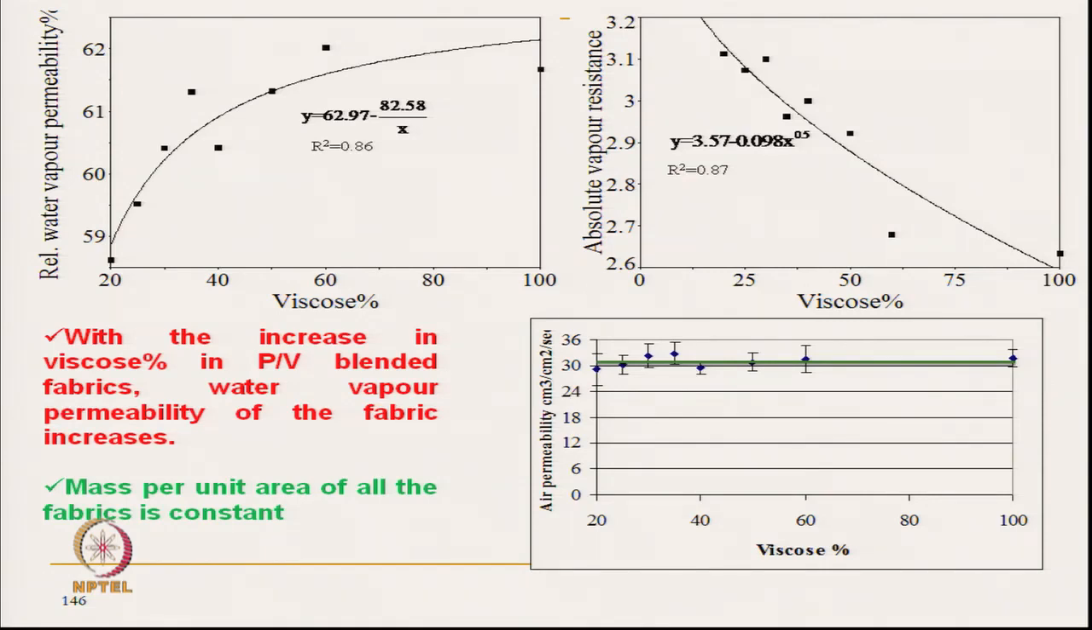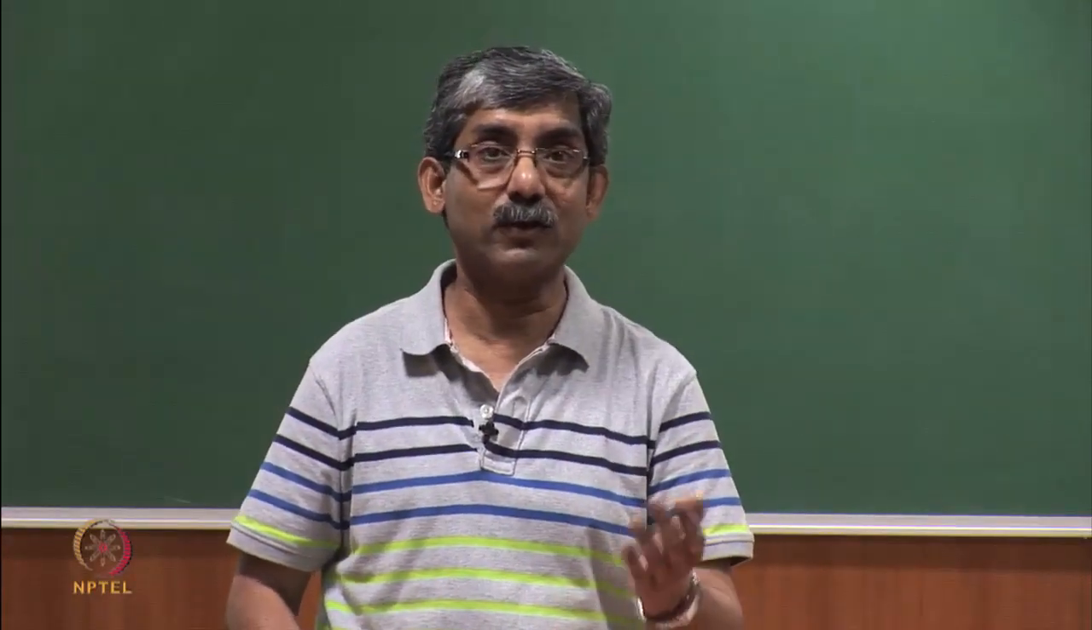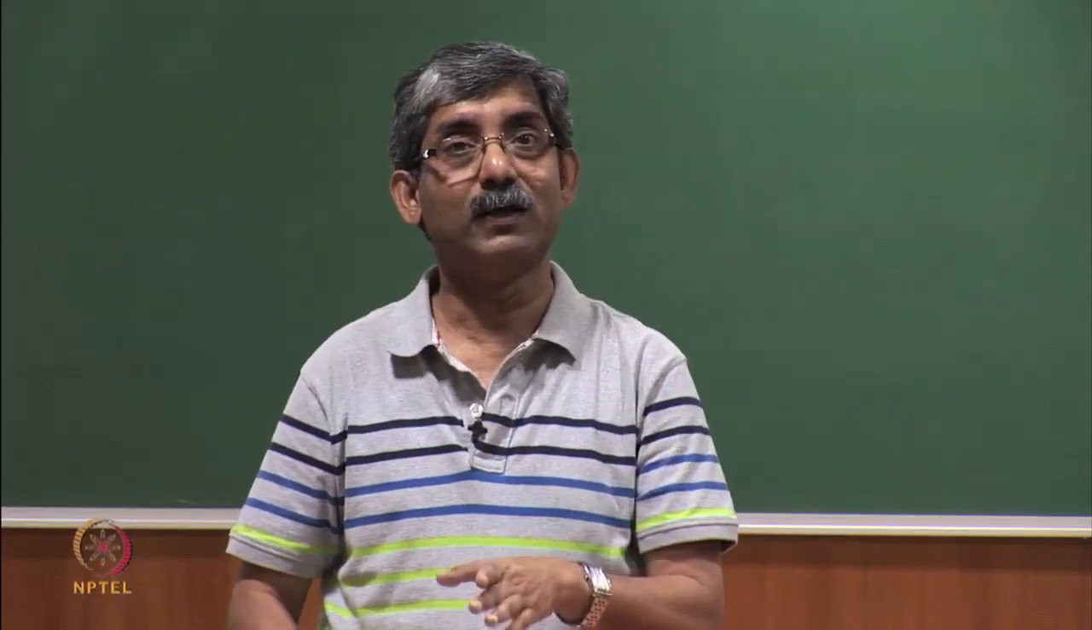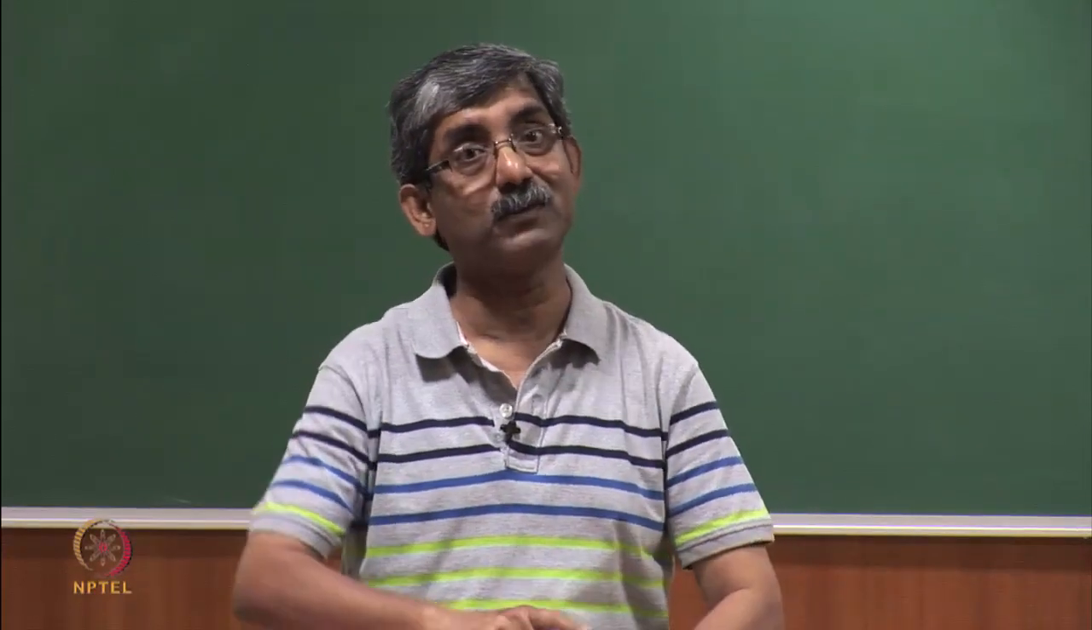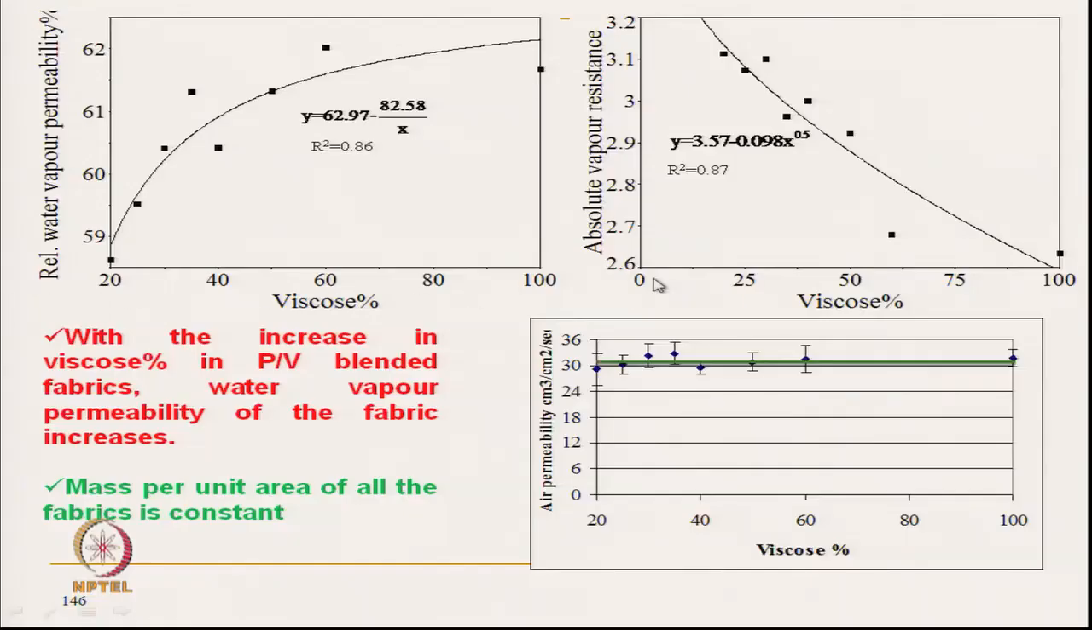But in the case of moisture in vapor form, it is also moisture, but in vapor form. Here the same fabric shows the reverse trend. As we increase the viscose content, that means the polyester content is reduced, the relative water vapor permeability increases at a very high rate. So, from say 58% to 62%, the relative water vapor permeability increases.